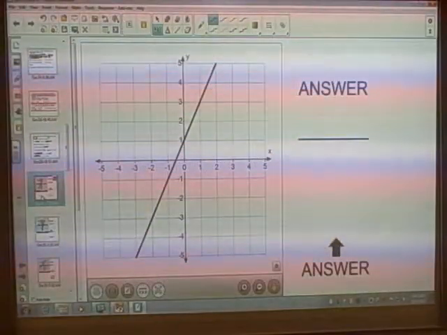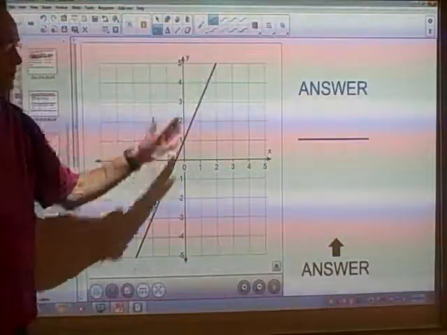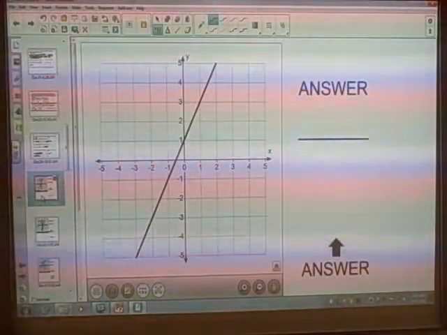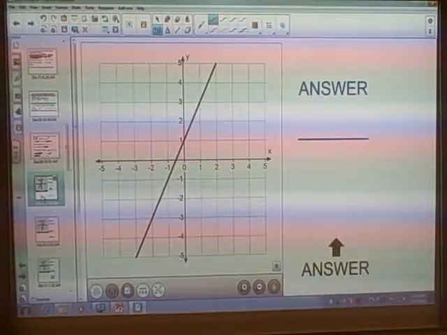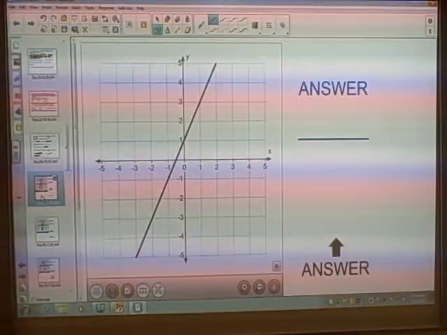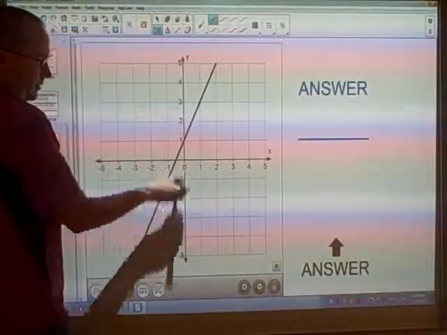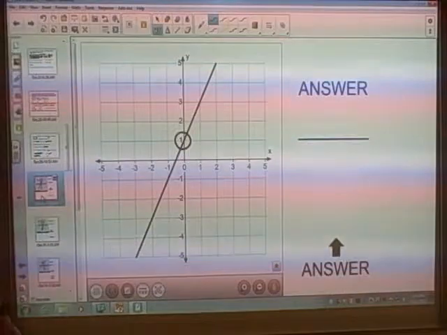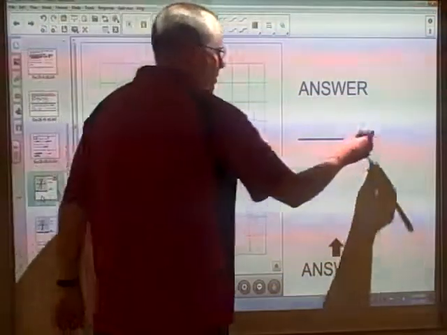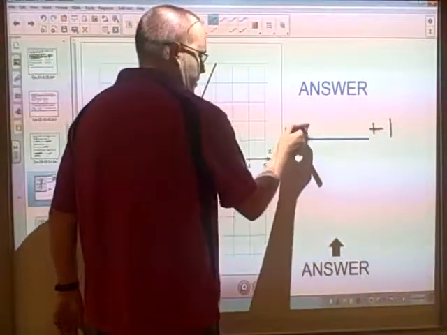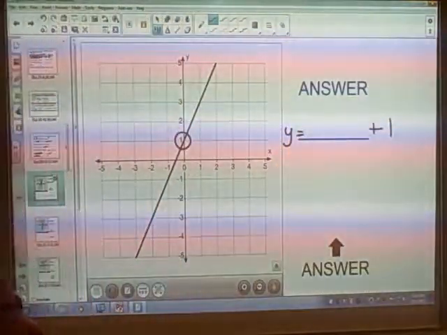So if I'm given a picture like this and I'm asked to find out what the slope is, or I'm asked to find out what the equation is, then I've got a couple of things to work out. And we know it's going to look like y equals mx plus b. So the easiest one to find, first of all, is where does it cross this y-axis? Well, it crosses at 1. Now, as it's a positive one, I'm just going to put a +1 on the end.